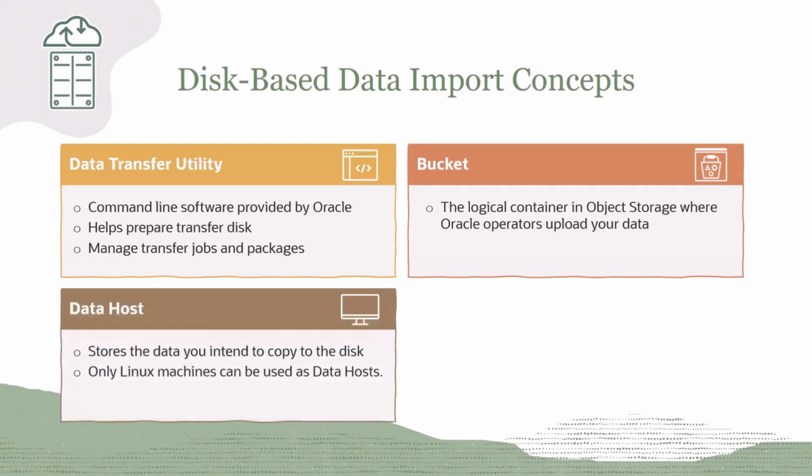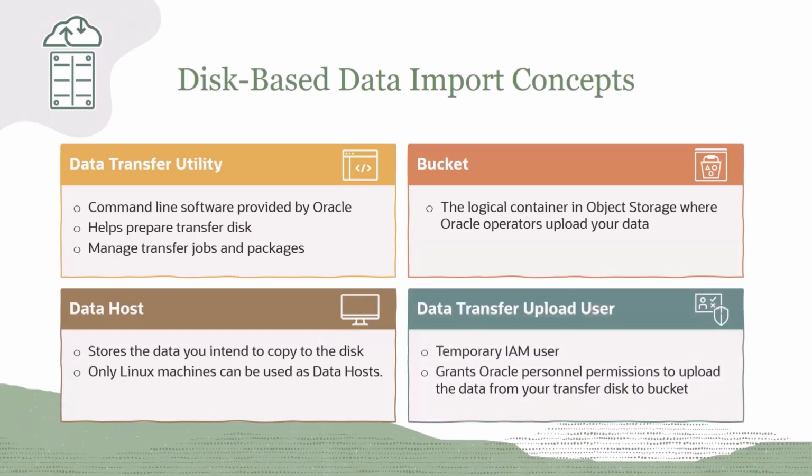A data host is where you store the data that needs to be copied to the disk, which is sent to Oracle Cloud Infrastructure. You can have only Linux machines as data hosts. An Oracle staff needs authorization to upload your data from the transfer disk to your bucket in OCI. For that purpose, you create a temporary IAM user and you must delete this user after the upload completes. This is your data transfer upload user.